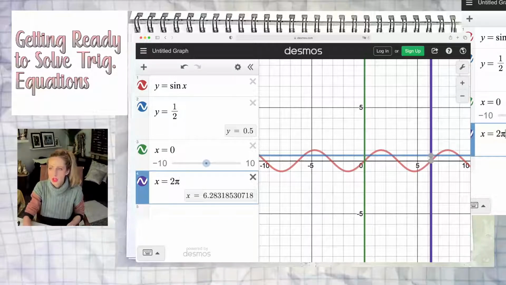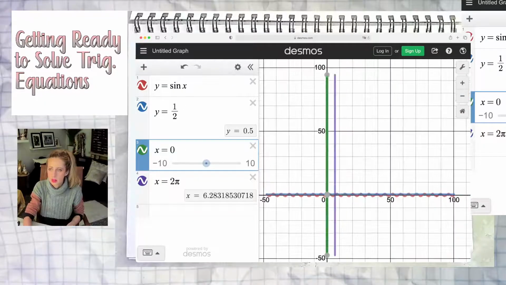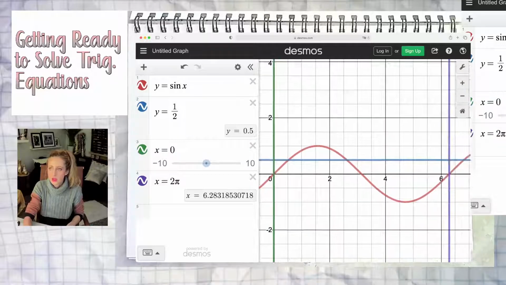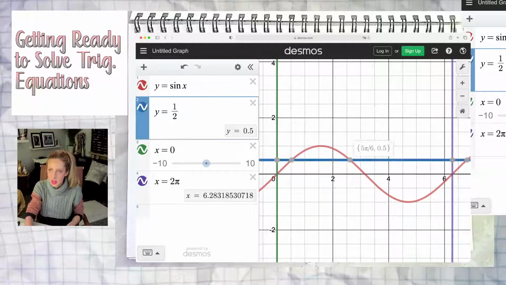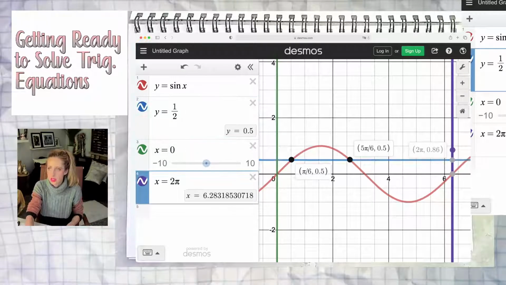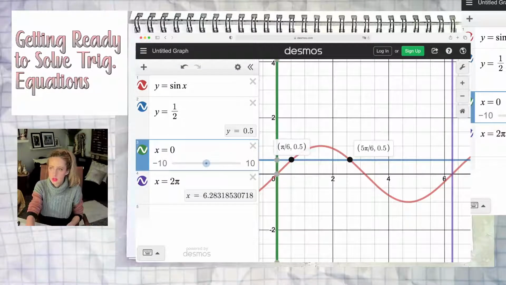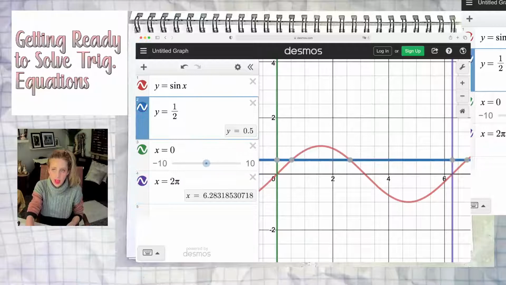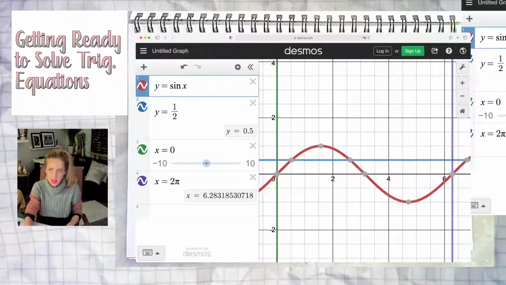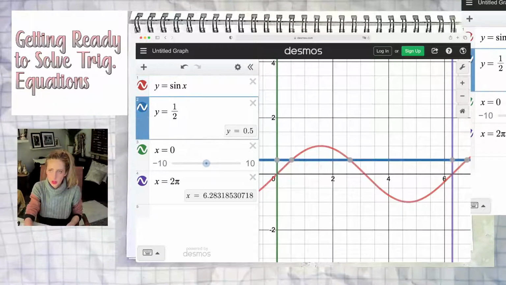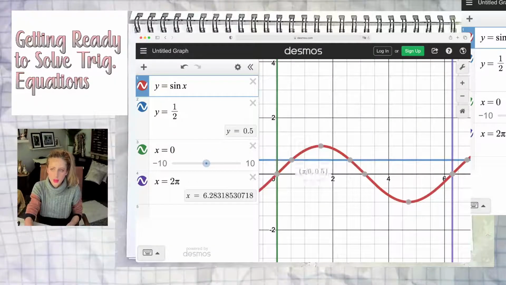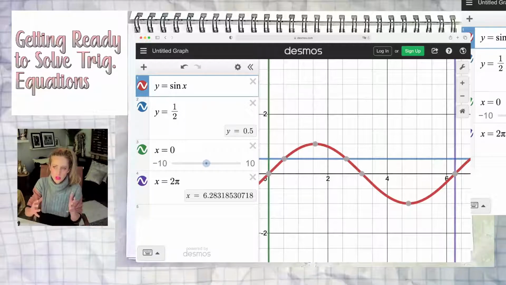I only wanted the answers between, oh, I should zoom in. I only want answers between the green line and the purple line. That's 0, and that's 2 pi over here. The blue line is 1/2, and the red graph is sine. Where is the blue going to be equal with the red? In between, that's there and there, right? So can you see how the picture will also tell you the answers, okay?